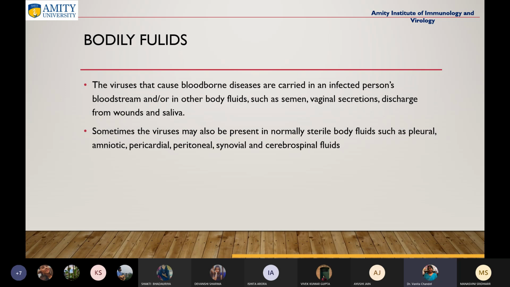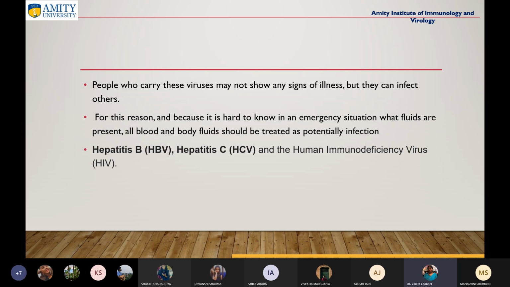Bodily fluids: viruses that cause blood-borne diseases are carried in an infected person's bloodstream and other body fluids such as semen, vaginal secretions, discharge from wounds, and saliva. Sometimes the viruses may also be present in normally sterile body fluids such as amniotic fluid, synovial fluid, and cerebrospinal fluid. So there are chances that they could be present there.